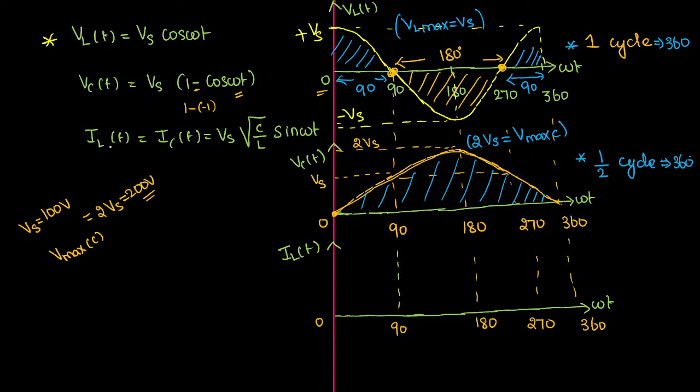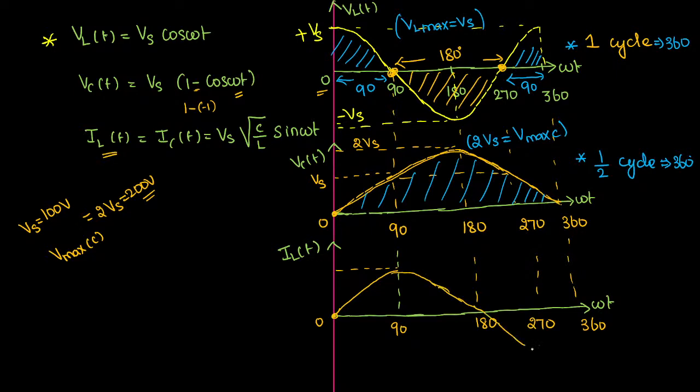Where is the sinusoidal waveform? This one. At omega t equal to 0, sin 0 will be 0. Yes, sir, it is 0. At 90, sin 90 will be 1. 1 into Vs into root of C by L. So this value will be slowly increasing to maximum value, because it is a sinusoidal waveform. When I am putting omega t equal to 180, sin 180 will be 0. So again this value will be decreasing to 0.